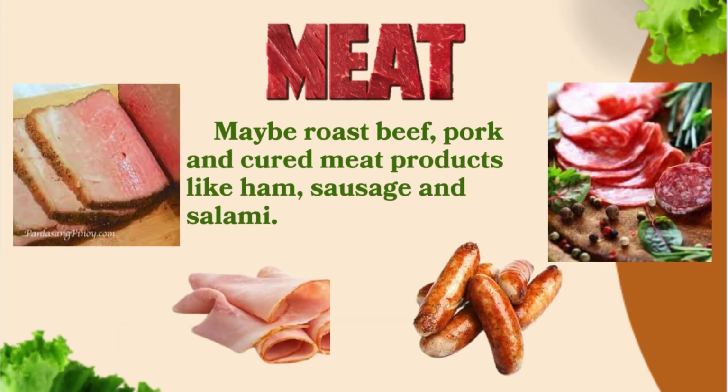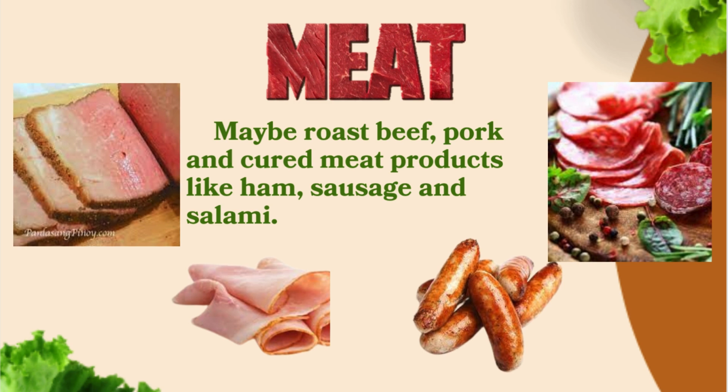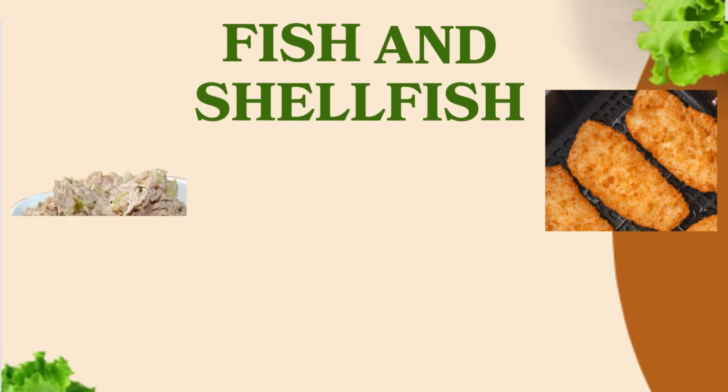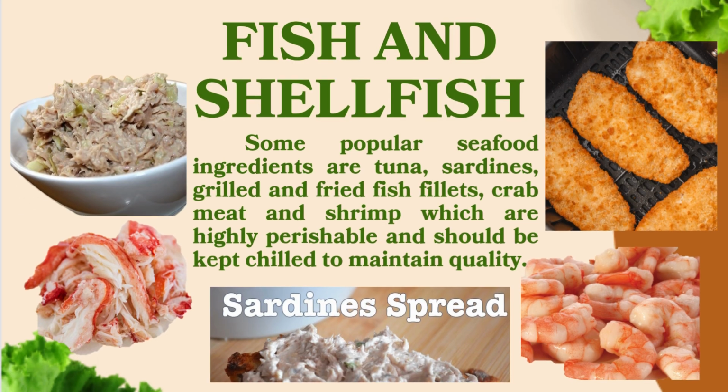Meats may be roast beef, pork and cured meat products like ham, sausage and salami. Poultry are chicken or turkey breasts characterized by a delicate golden brown surface. Some popular seafood ingredients are tuna, sardines, grilled and fried fish fillets, crab meat and shrimp, which are highly perishable and should be kept chilled to maintain quality.